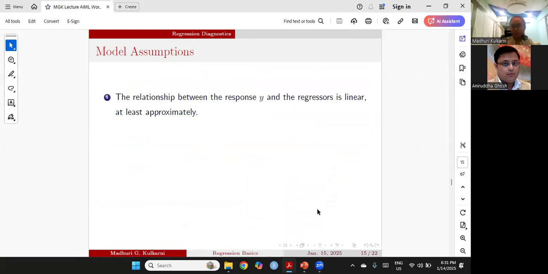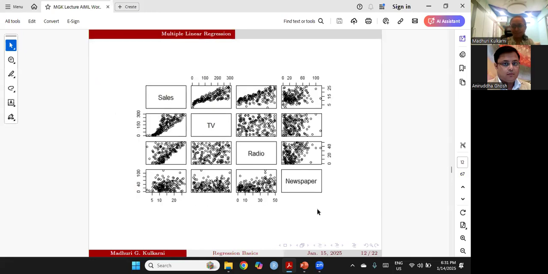But even in newspaper also, I think if you look at the correlation map, then we will see not a linear but a non-linear pattern in the data.